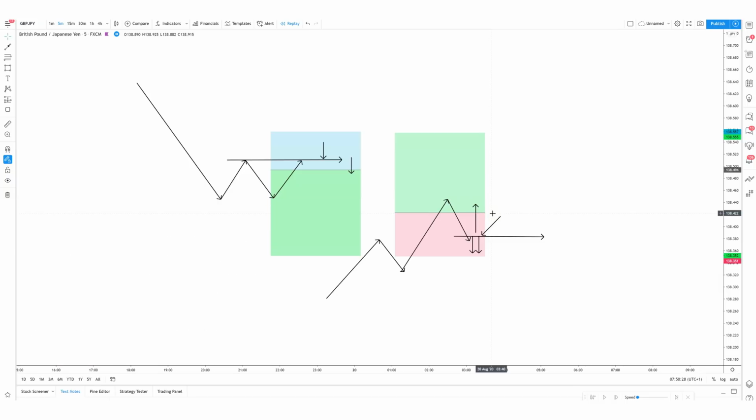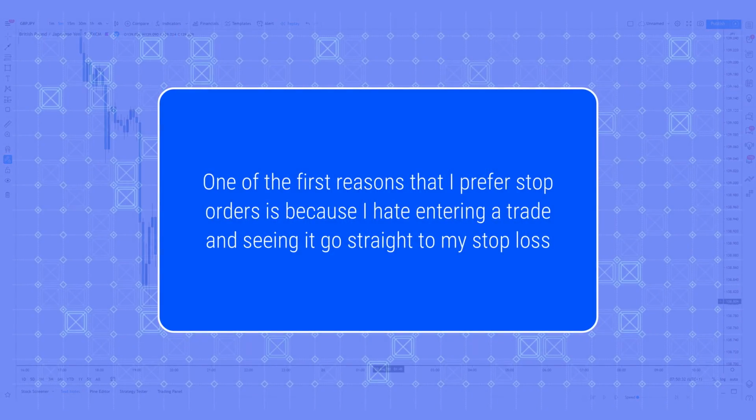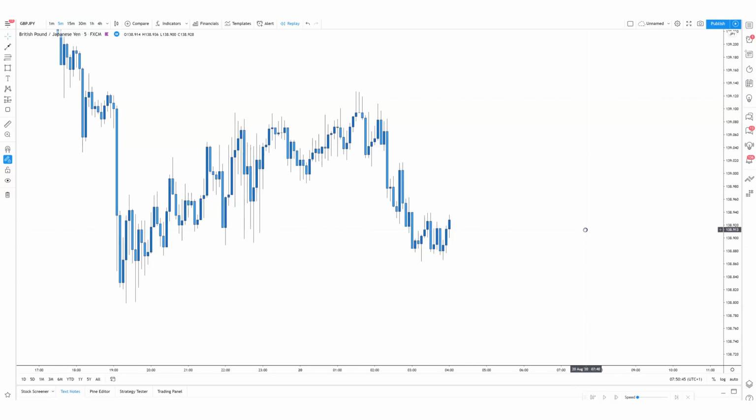Okay? So what's the point in this? Well, there's a few reasons. And one of the first reasons that I prefer stop orders is because I hate entering a trade and seeing it go straight to my stop loss. And what do I mean by that? Well, let's take a look at this example.